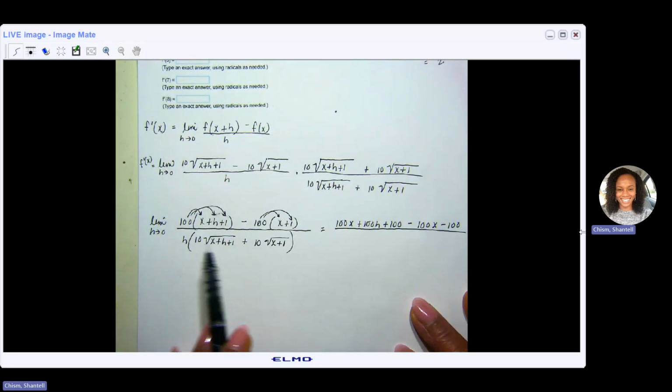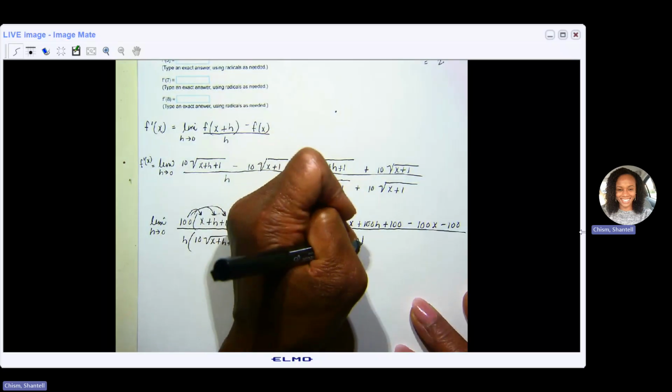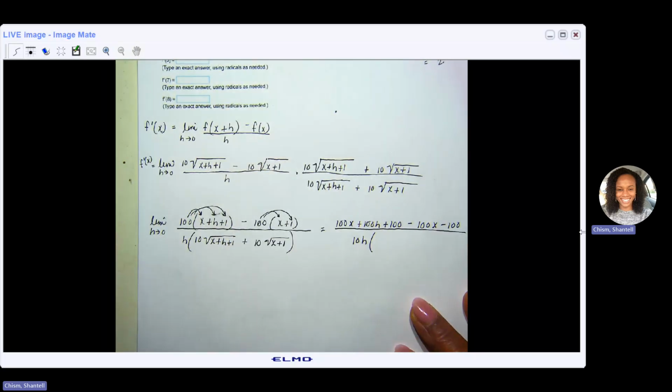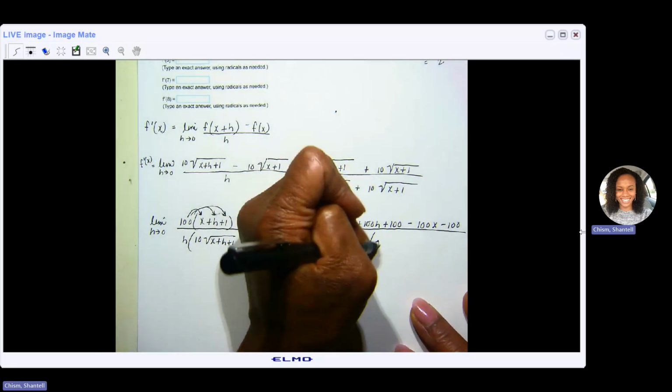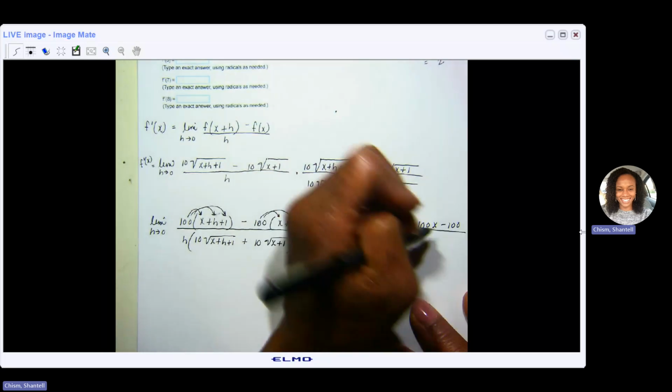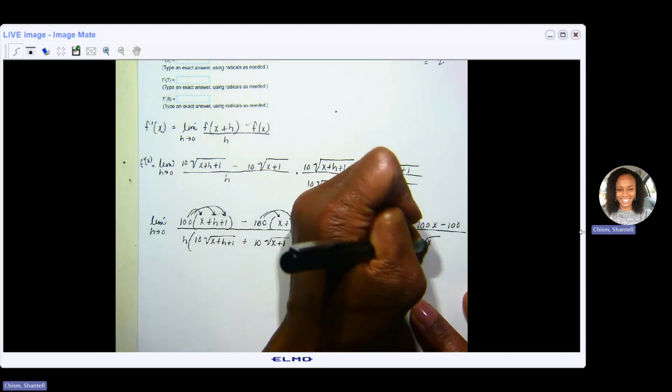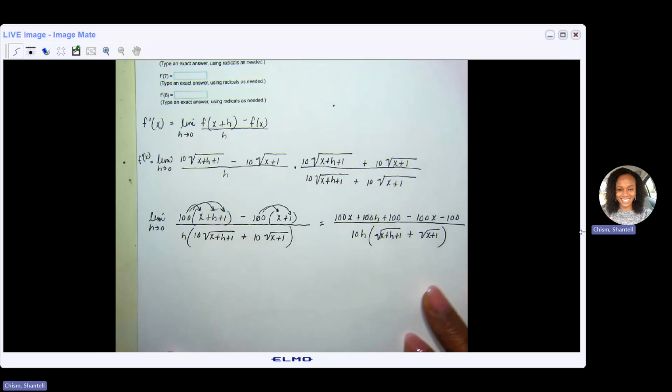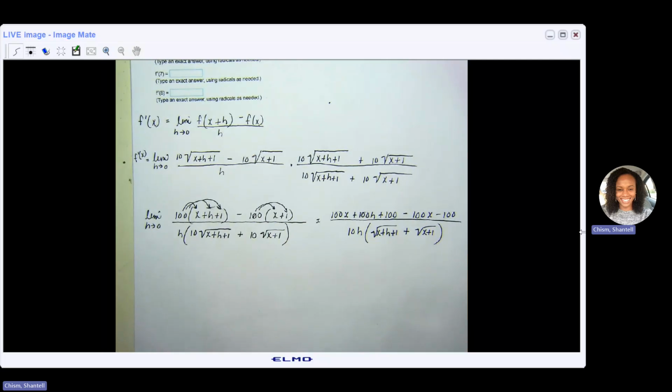I'm going to factor out that 10. I'm going to put it out here with the h. And then inside these parentheses, I have square root of x plus h plus 1, and then plus square root of x plus 1. Okay? So try to see if you can work with this. See what you can do with this.